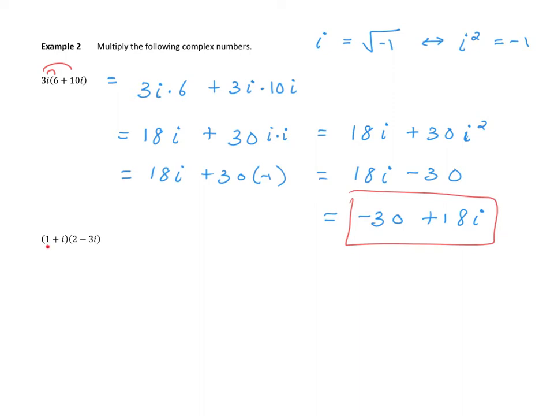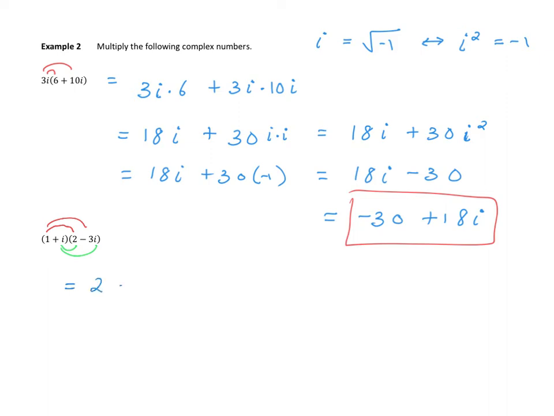Now, what if we have something like this? 1 plus i and then 2 minus 3i. Here wasn't so bad because you could just distribute the 3i. But down here, you have to be a little bit more careful because you have to use FOIL. That is, 1 has to be multiplied to both terms. But then i has to be multiplied to both terms as well. We got to distribute. Now, when we do that, when I first multiply in the 1, 1 times 2 is 2.